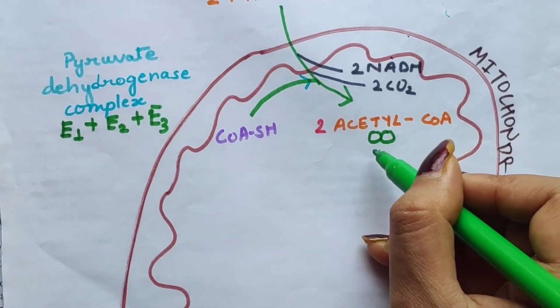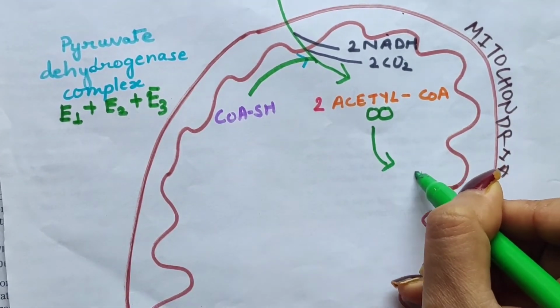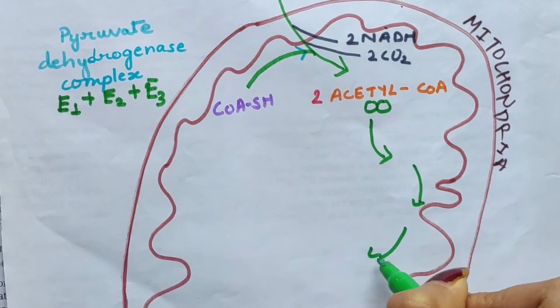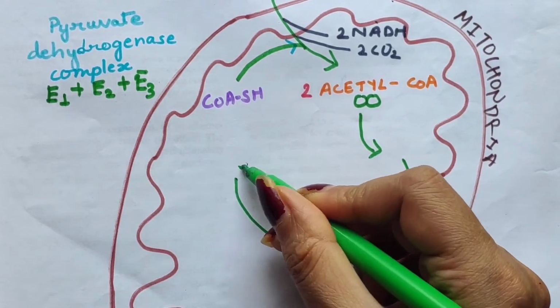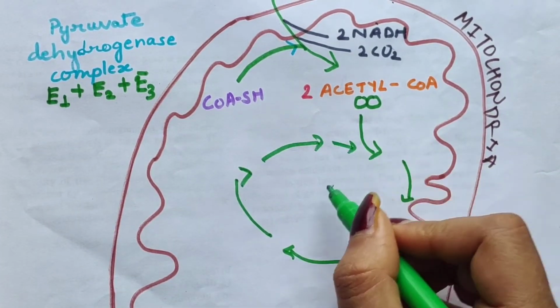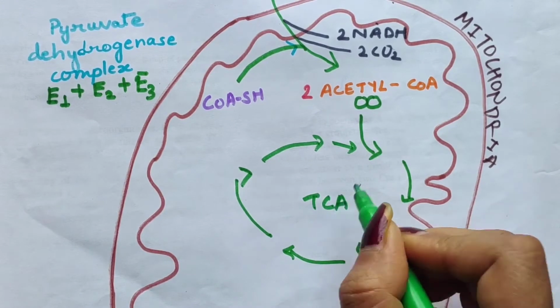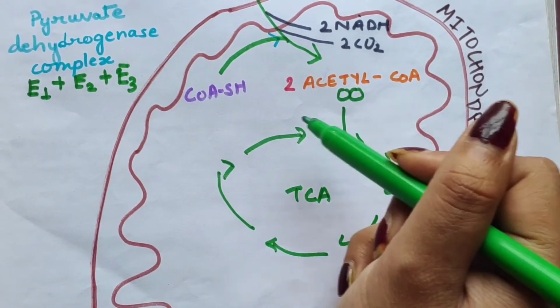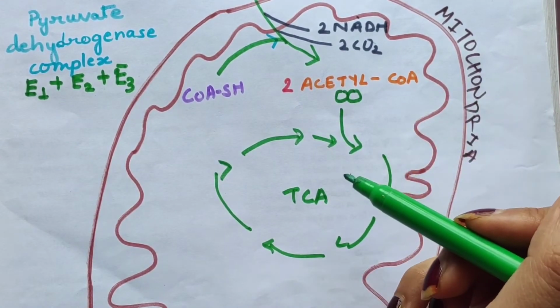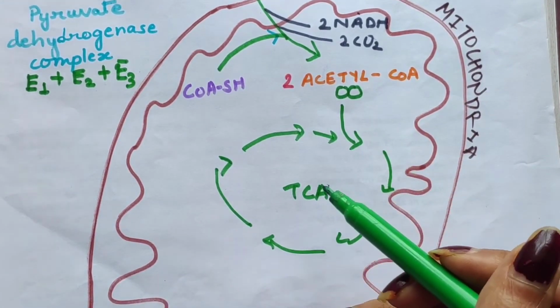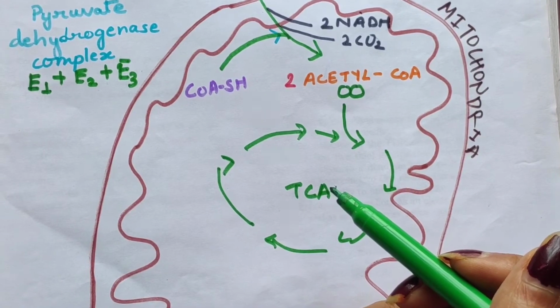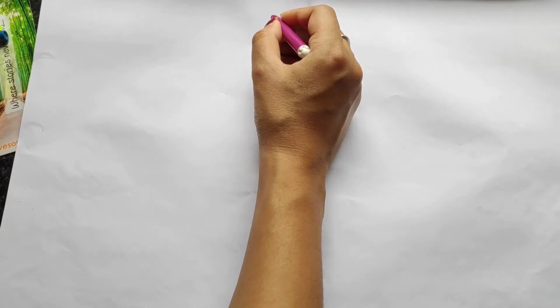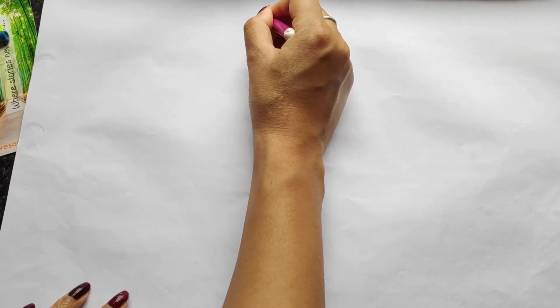Now this acetyl-CoA will enter a cycle called the TCA cycle or the citric acid cycle, which takes place inside the matrix of the mitochondria. Next, I will be explaining this cycle to you. So let us begin with the TCA cycle.